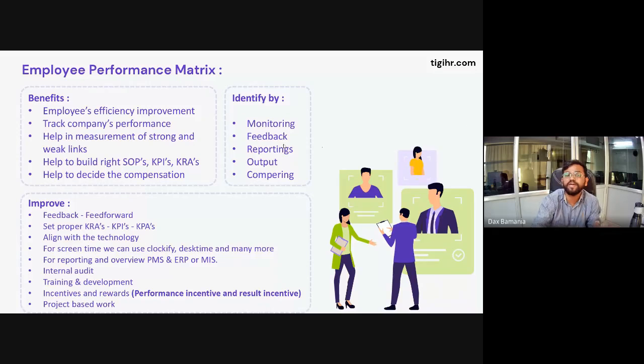Second, how to identify what performance improvement is needed in that particular employee. So about improvement, let's look forward to it. First, we need to focus on the feedback and feed forward. So how to improve the performance of the employees? As an HR, earlier this is the only task that we needed to perform with 90% or 100% efficiency, that we need to improve the level or the performance of the employees. So what we can do at that place is focus on the feedback and feed forward. Set proper KRA, KPI and KPAs.